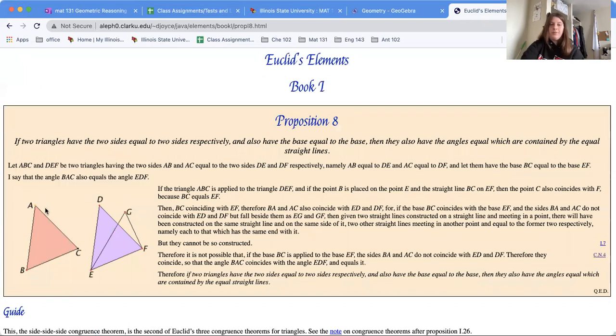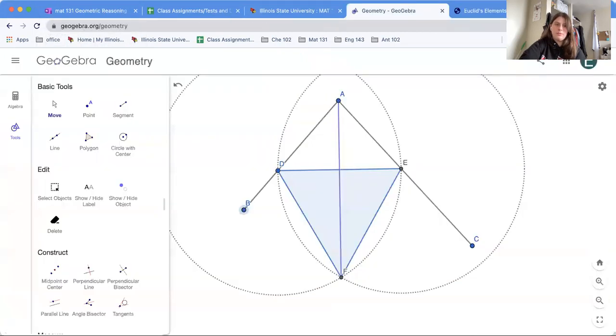It's saying that if you were given 2 triangles that both have the same angles, both have the same side lengths, and their bases were equal to each other, then their angles are also going to be the same. So if we go back to my drawing, we know that because we use this radius from A to D, that lines AD and AE are equal.